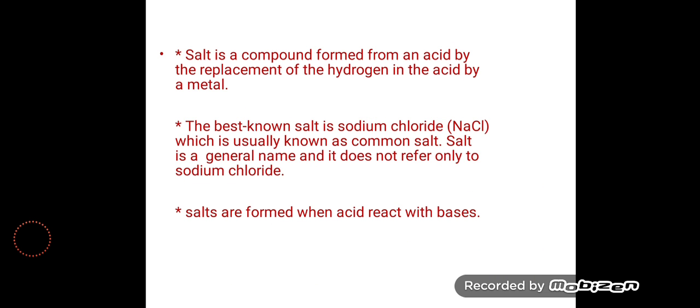What is a salt? Salt is a compound formed from an acid by the replacement of the hydrogen in the acid by a metal. The best known salt is sodium chloride, that is NaCl, which is usually known as common salt. Salt is a general name and it does not refer only to sodium chloride.